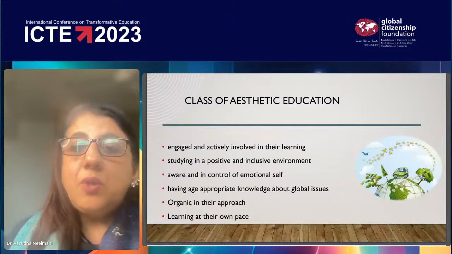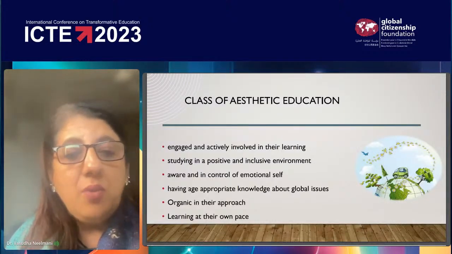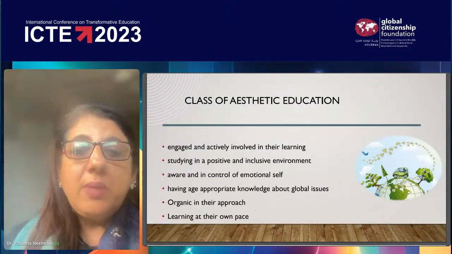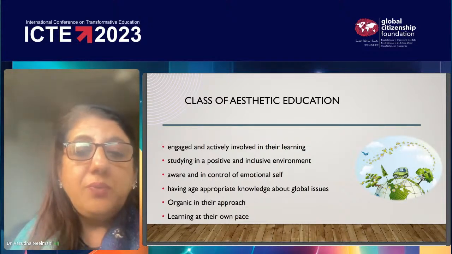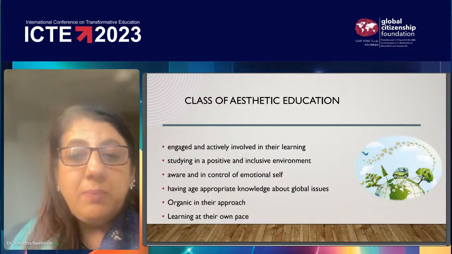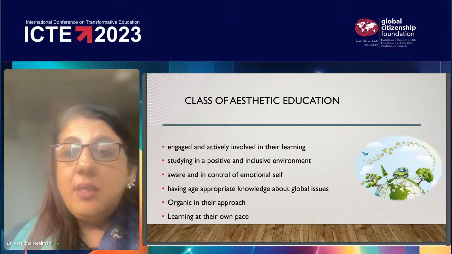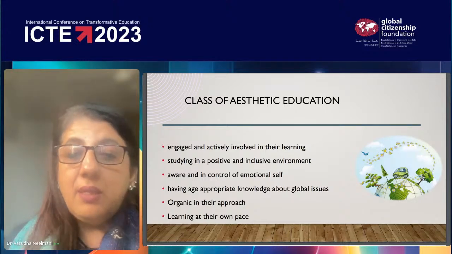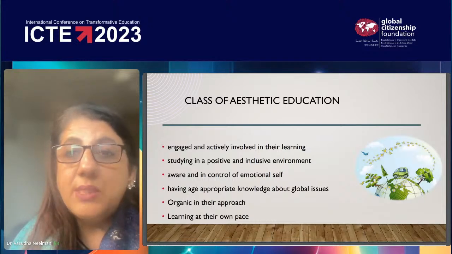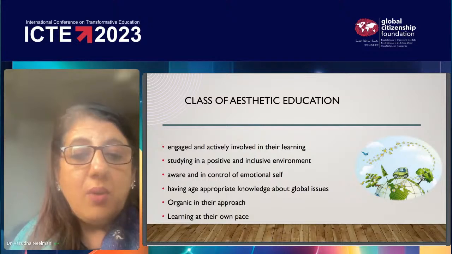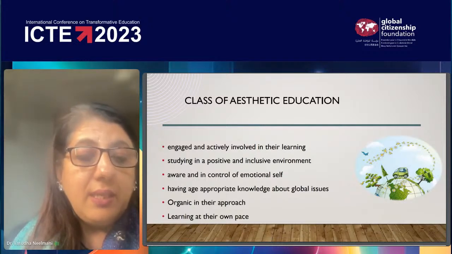So, when we talk about, and I follow this a lot in my school itself, when we look into a classroom of an aesthetic educator, it would be engaged, and students will be involved in their learning. They will be, of course, studying in a positive and inclusive environment. They are aware and in control of their emotional self. They have age appropriate knowledge about what's happening around the world. They are organic in their approach, and they are learning at their own pace.